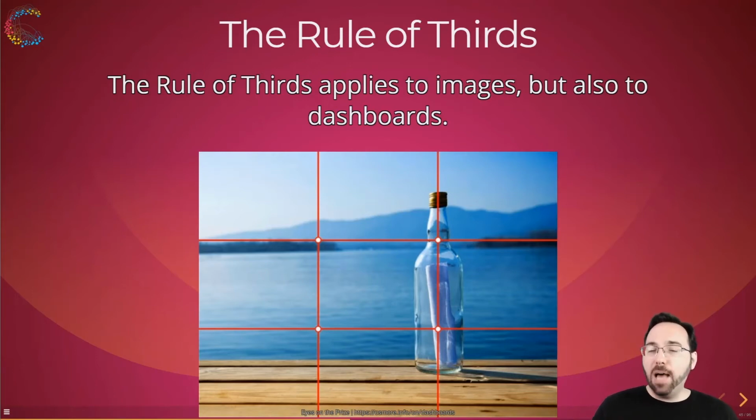And in this case, the bottle is our subject. It is aligned to 2 of the 4 points. You might think we want to put it directly smack dab in the middle, but our eyes actually don't want to look in the middle. It's interesting how it works.